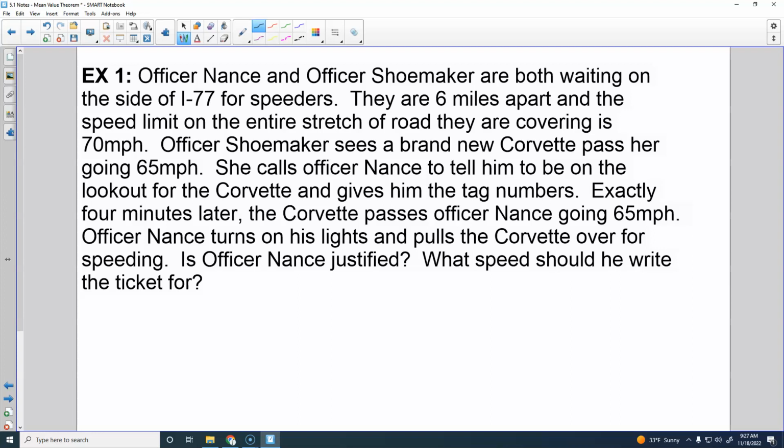They are 6 miles apart, exactly 6 miles apart, and the speed limit on the entire stretch of road they are covering is 70 miles per hour. Officer Shoemaker sees a brand new Corvette pass her going 65 miles per hour. She calls Officer Nance to tell him to be on the lookout for the Corvette and gives him the tag numbers.